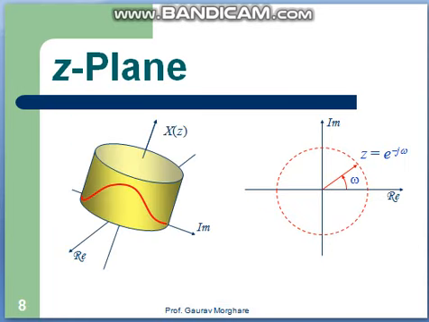This is the three-dimensional representation of any Z plane. It clearly shows that we have a real axis, an imaginary axis, and the vertical Z axis over which the Z plane lies.